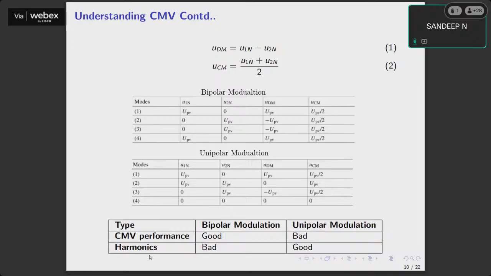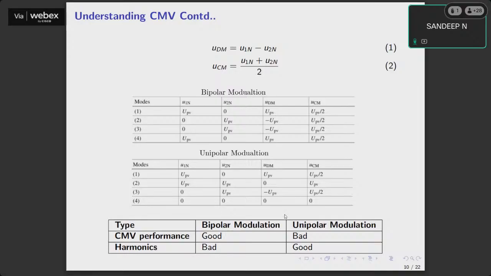That is bad. And what about harmonics? If you look from the harmonics point of view, bipolar is bad because of the THD, the total harmonic distortion. Total harmonic distortion basically indicates how far the waveform we have generated is from a sinusoid. You wanted to generate a sinusoid, but we have generated some other waveform. If you subtract this from the sinusoid, that gives you the harmonics. The higher the harmonics, the higher the THD.